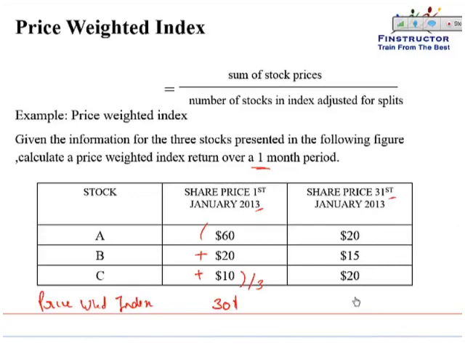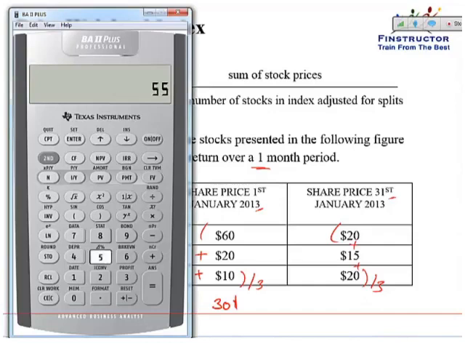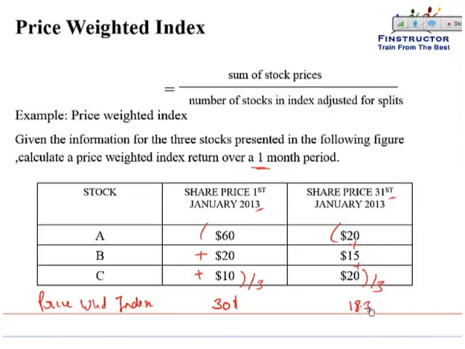The value at the end of the month would be 20 plus 15 plus 20 divided by 3. That will be 40, and 15, that is 55 divided by 3. So we can calculate 55 divided by 3 as $18.33. We'll store this in the memory register 1. So you see this big $60 has become 20. B also has fallen from 20 to 15. Only C has gone up from 10 to 20.